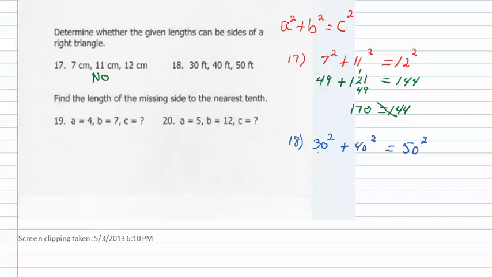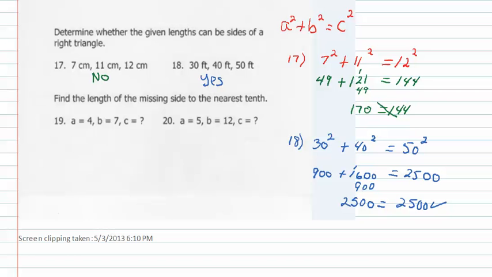So let's see, I've got 30 times 30. Well, 3 times 3 is 9, and there's 2 zeros. 40 times 40. 4 times 4 is 16, and there's 2 zeros. 50 times 50, 5 times 5 is 25, and there's 2 zeros. Okay, you got the idea. Let's add these together. 900 plus 1600. We got 2 zeros. This is 5. Carry the 1. 2500. Is 2500 equal to 2500? And it is. So number 18 is a yes.